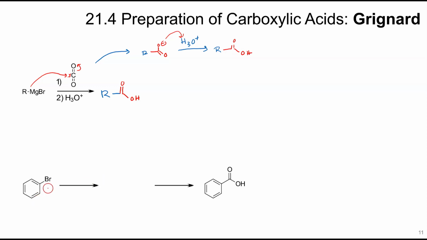So if you remember how to make a Grignard, you have an alkyl halide. We add magnesium. And then to this, we would add CO2. This is the carbon that gets added. So CO2 followed by acid.